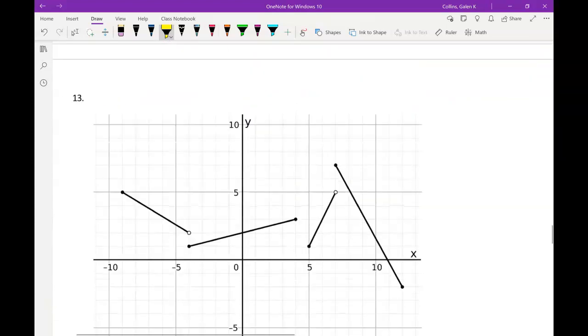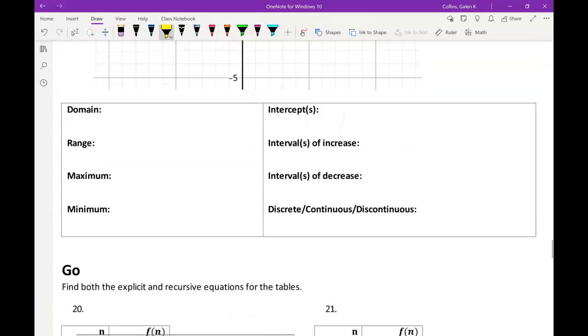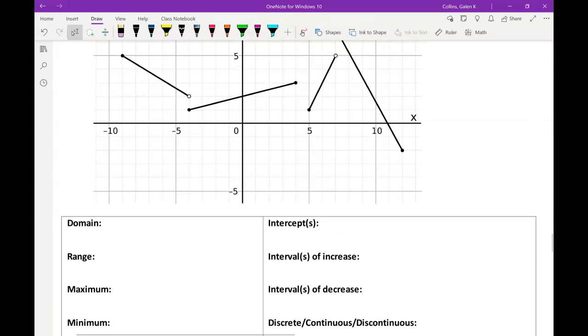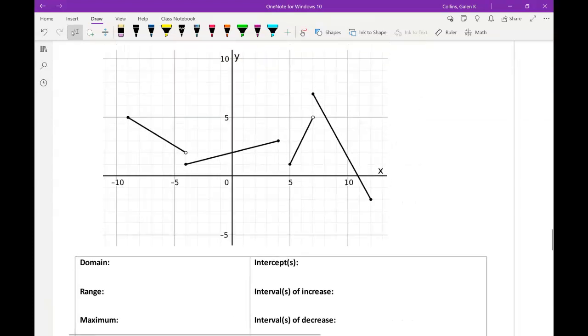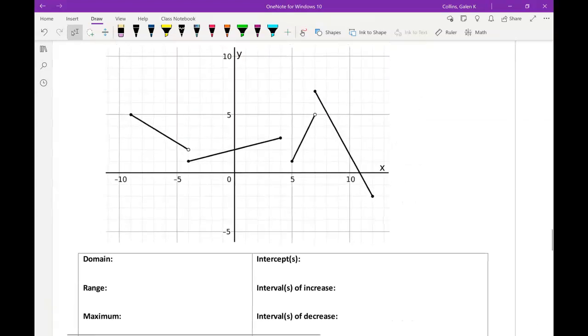All right, number 13. I know this one's tough, but I think it's a really good problem to really assess what we know here.